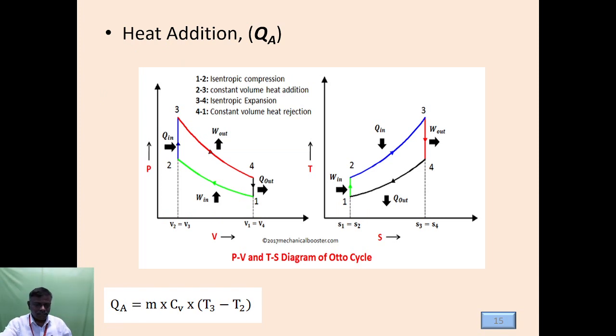Okay, next one is heat addition QA. The formula: heat addition QA equals mass into Cv, the specific heat at constant volume, into the temperature difference in that particular process. The heat addition takes place in process 2 to 3, so the temperature difference is the higher temperature T3 minus the lower temperature T2. Heat addition equals mass of the fuel into calorific value of the fuel into delta T.